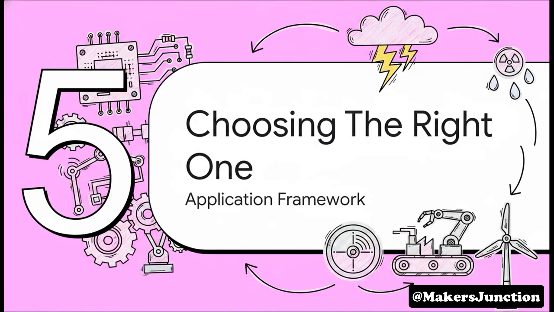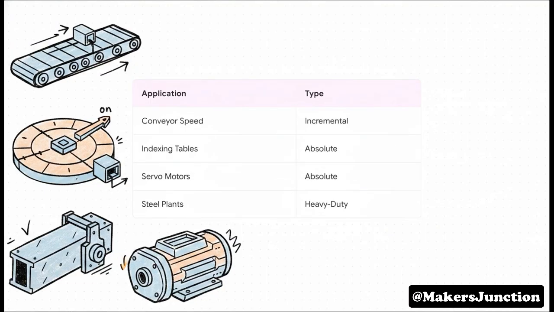Bringing it all together in Section 5, choosing the right encoder. Let's move to our next point and see how this builds a framework for your actual application. Monitoring a basic conveyor belt speed, a simple, cost-effective incremental encoder is completely fine. But if you're running a rotary indexing table or needing servo motor feedback where exact position must be known immediately on power up, you absolutely need an absolute encoder, ideally with serial communication for that high resolution.